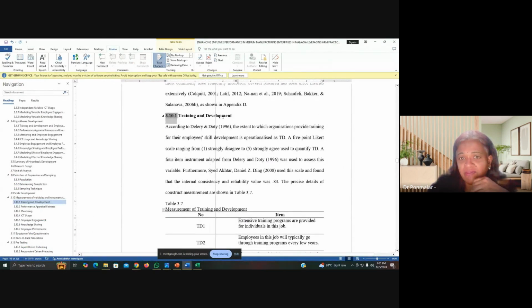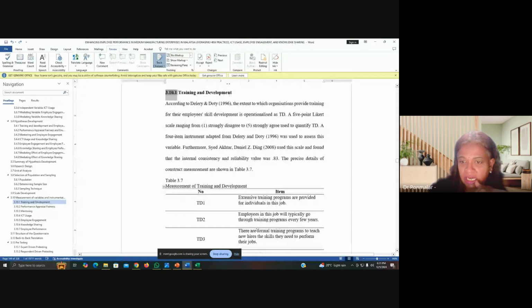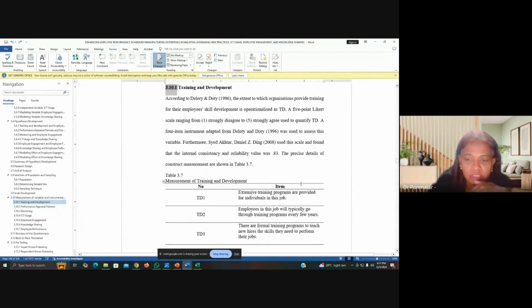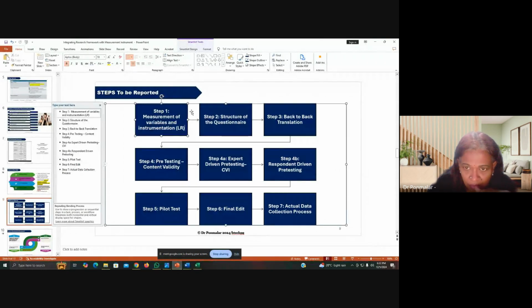Every variable we will have a subtopic like this. We need to mention where we take it from, how many items, what scale is being used, and everything. That is step 1.